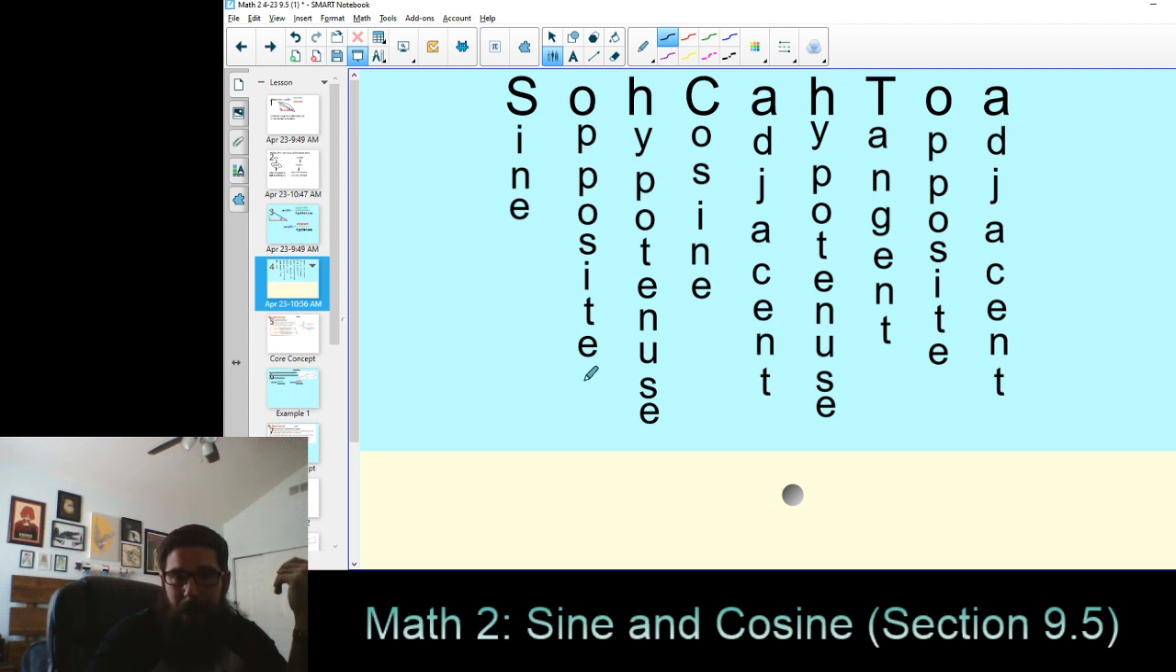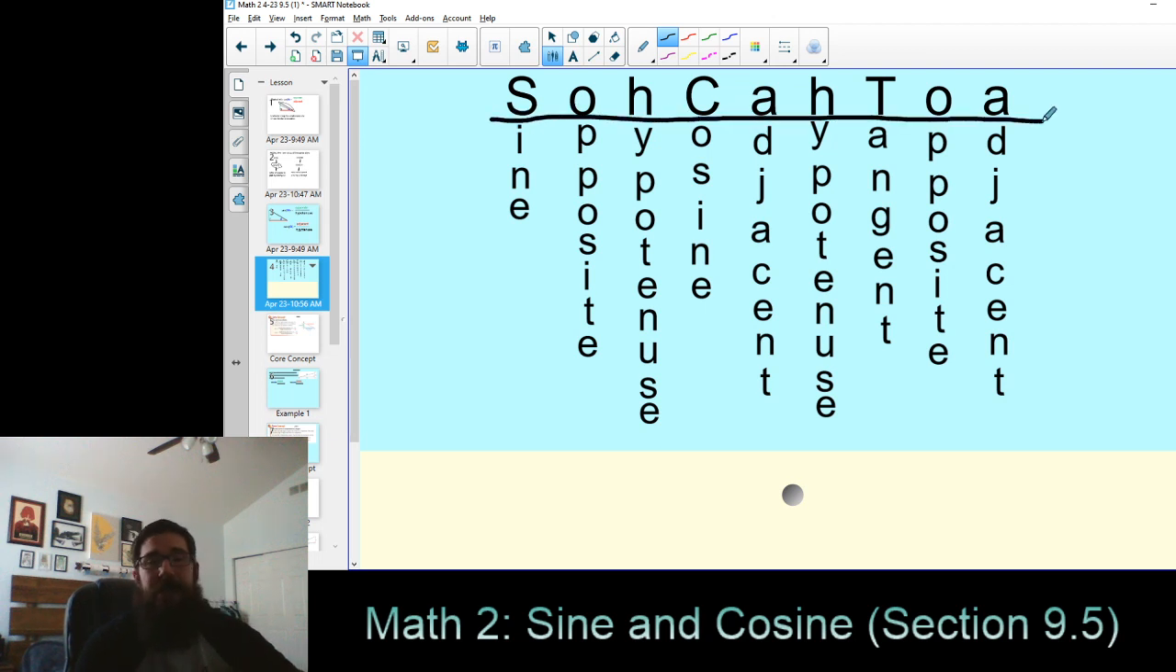Sine is your opposite over hypotenuse. That's the SOH. So when you think SOH, sine of an angle is opposite over hypotenuse. Cosine of an angle is the adjacent side over the hypotenuse. TOA, the one that we did last week, tangent of an angle is the opposite over the adjacent. So people get pretty good at remembering this, or even write it at the start of a test to help them follow through. I like to write it a slightly different way.